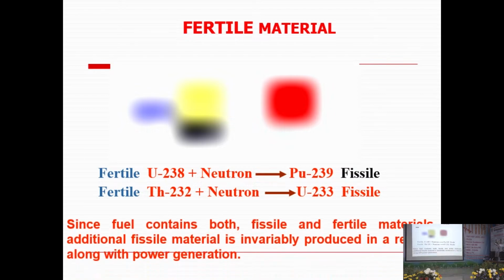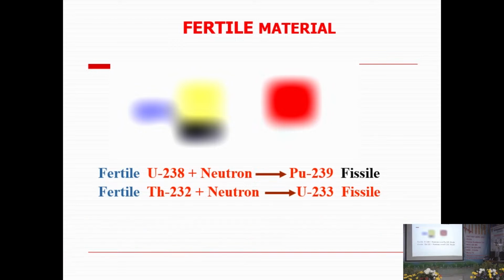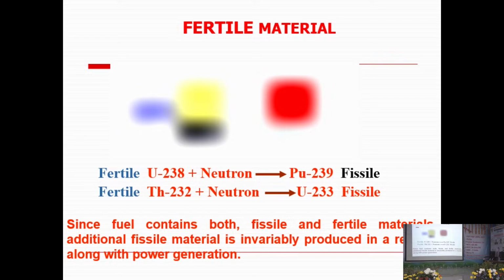The atoms or isotopes which can be converted into fissile materials are called fertile elements. Since fuel contains both fissile and fertile materials, additional fissile materials are invariably produced in the reactor along with the power generation, because in the case of fission around 2 to 3 neutrons are liberated. One neutron is required for maintaining the chain reaction. We have additional neutrons that can be used to convert the fertile material to fissile materials.